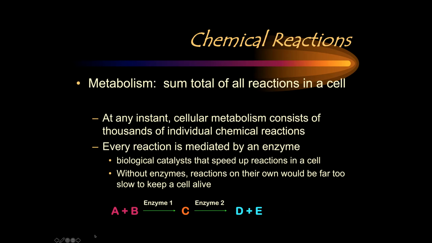So how does a series of chemical reactions work? You have substrates A and B. These could be any molecules. And you have an enzyme, which converts them to compound C. Then another enzyme converts C to D plus E. Then a third enzyme converts D plus E to F. So this is a metabolic pathway catalyzed by enzymes.